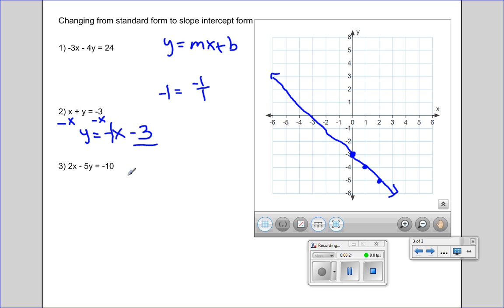For the third and final problem, once again, try it yourself. See if you're the expert at this now, and we'll come back and try it together.